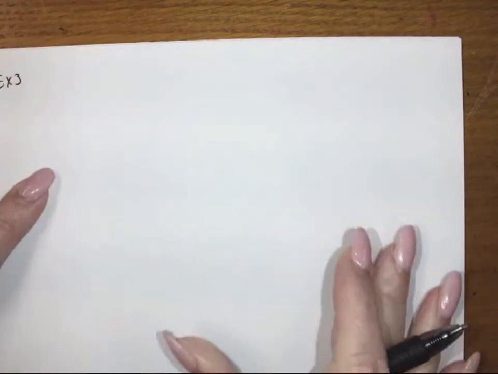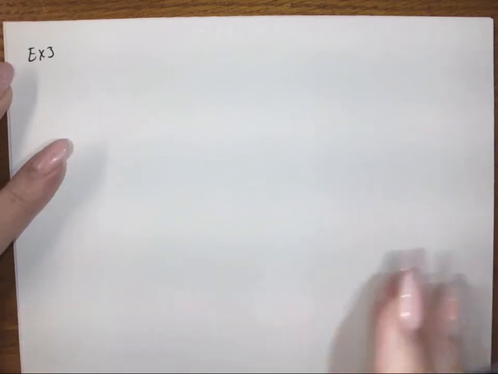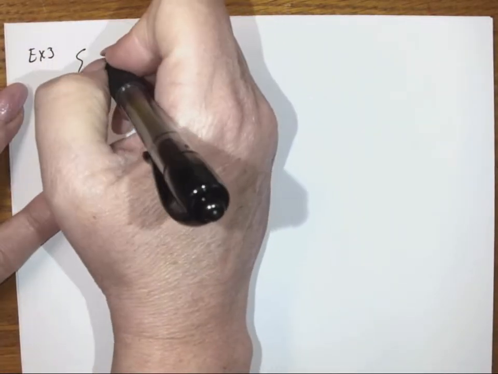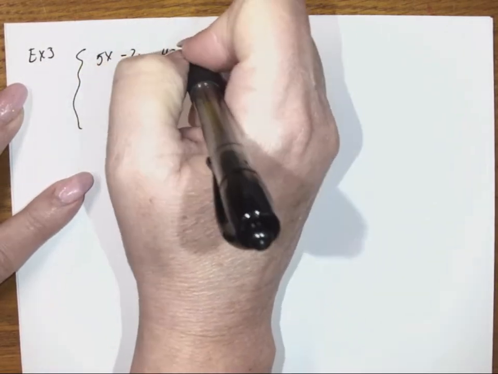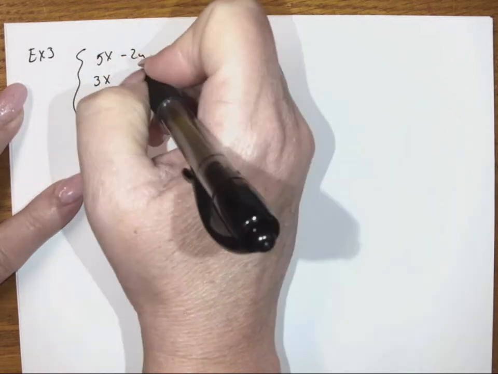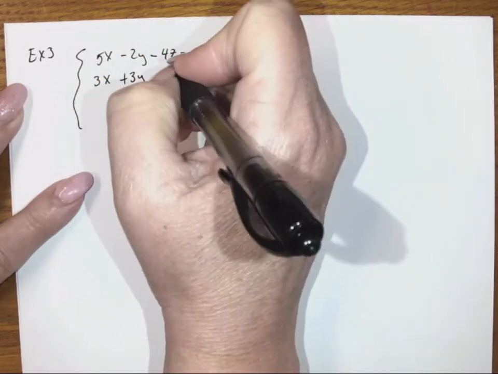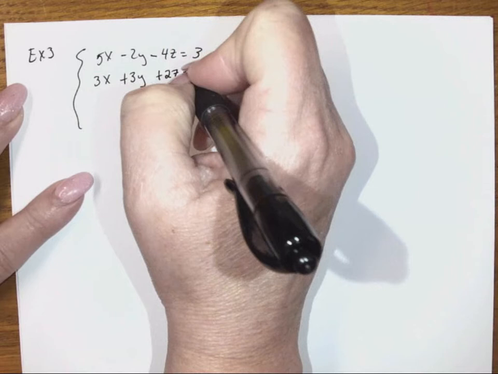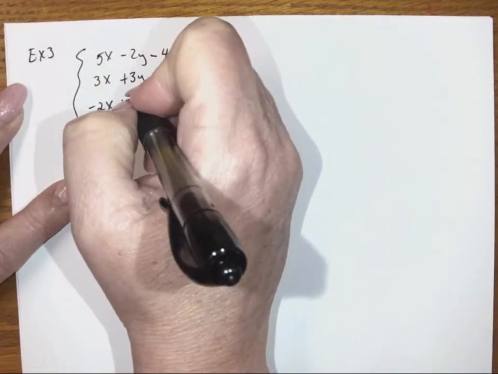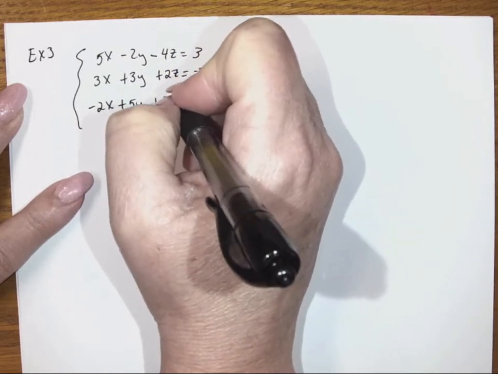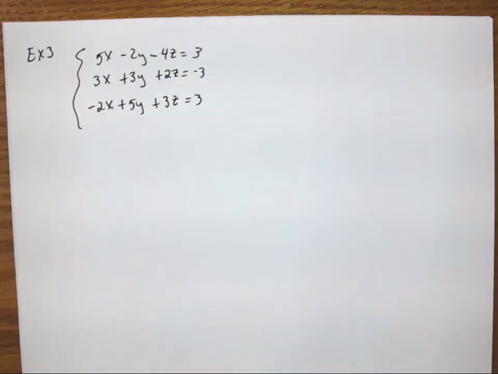So example 3, we have another system. So we have 5x minus 2y minus 4z equals 3. 3x plus 3y plus 2z equals negative 3. Negative 2x plus 5y plus 3z equals positive 3. So again, we need to eliminate one variable at a time in our equations.